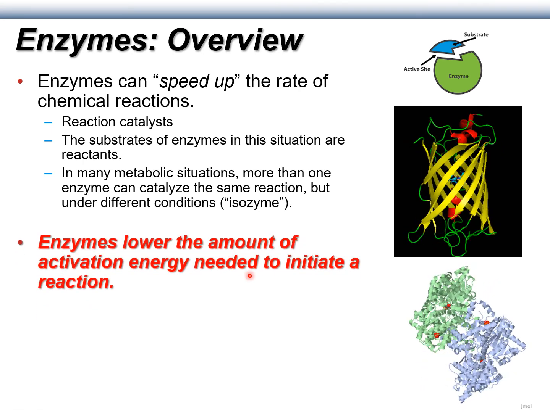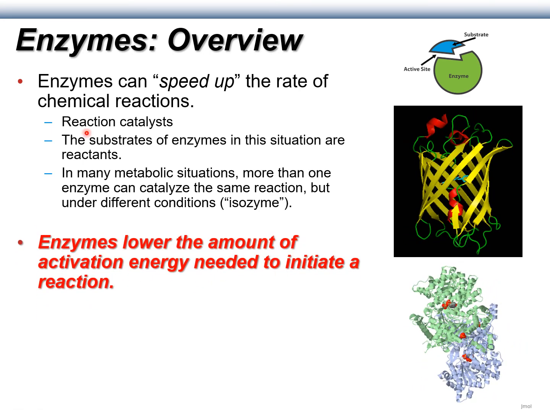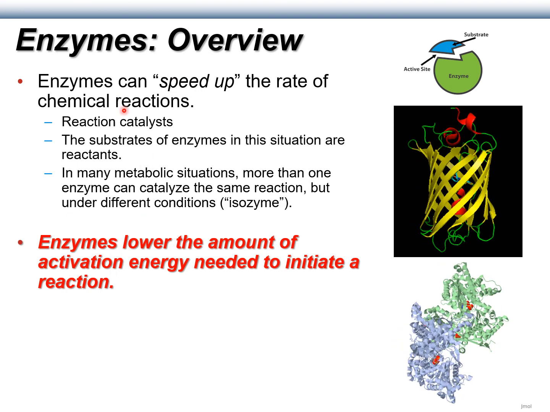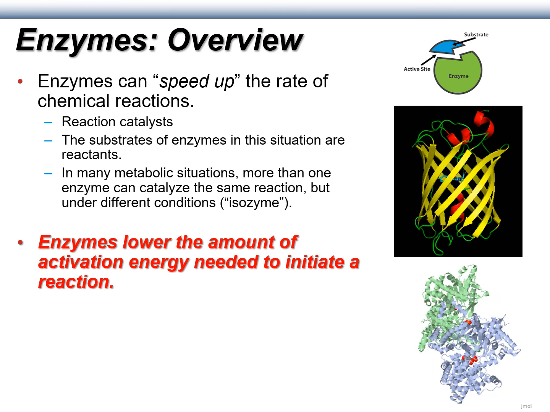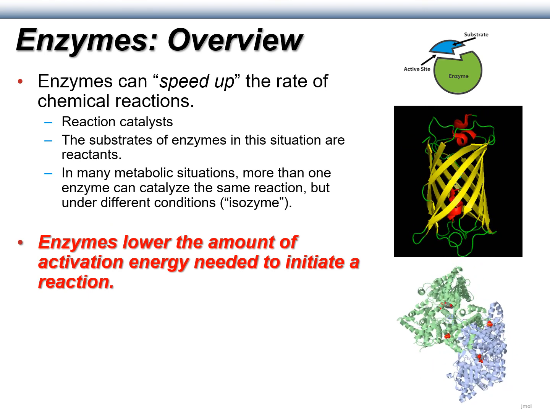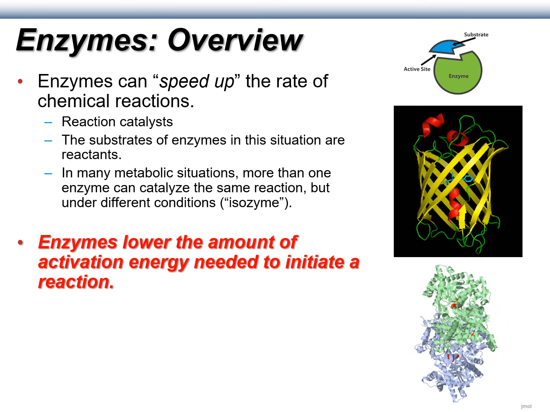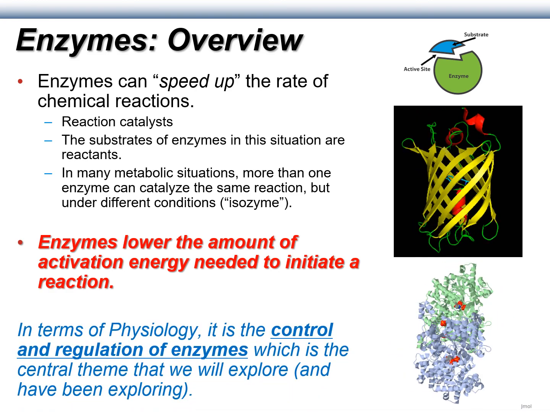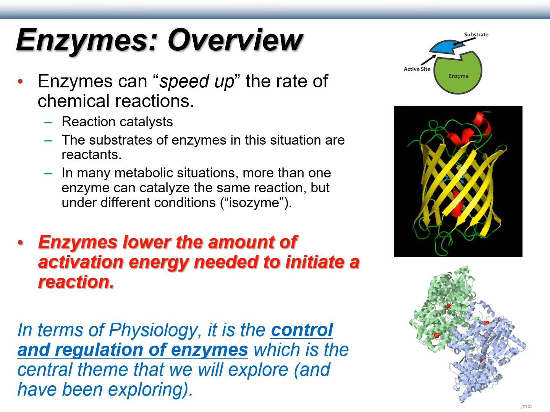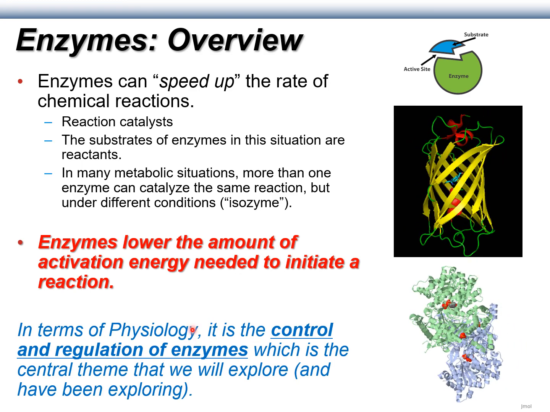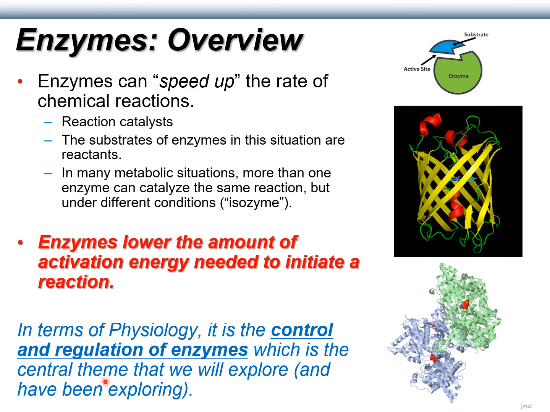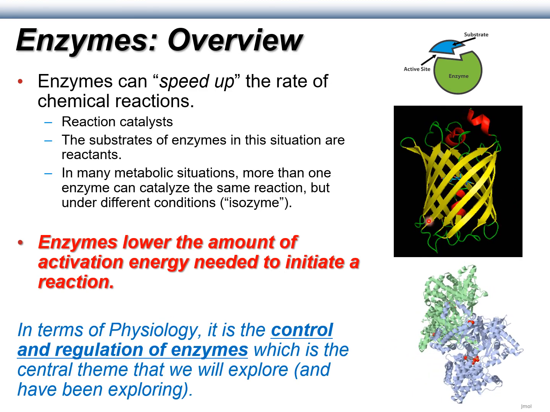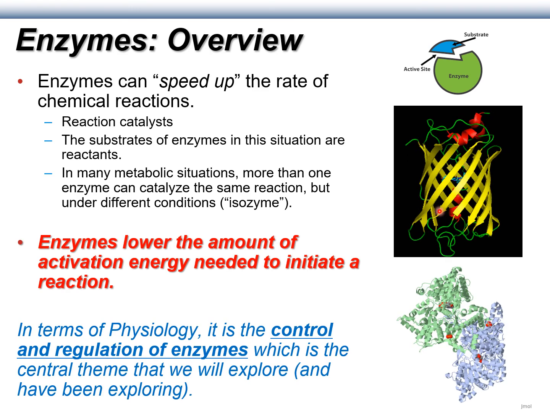But enzymes lower the amount of activation energy, and that's how they speed up chemical reactions. They make those reactions more spontaneous, more sensitive to ambient temperatures in the environment. So we control the enzymes. If enzymes control the reactions, in physiology, we're going to control and regulate those enzymes so that we can control the reactions. This is an enzyme right here. This is a really, really cool one. This is a whole family of these.